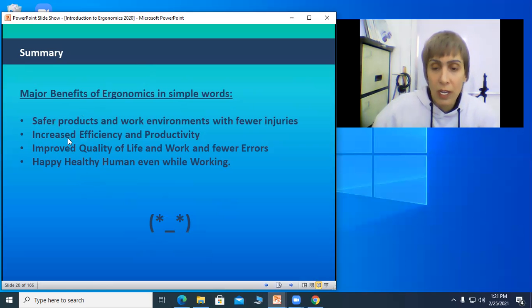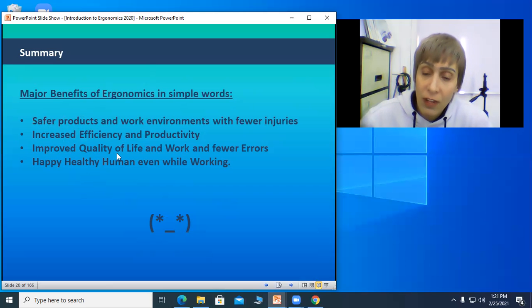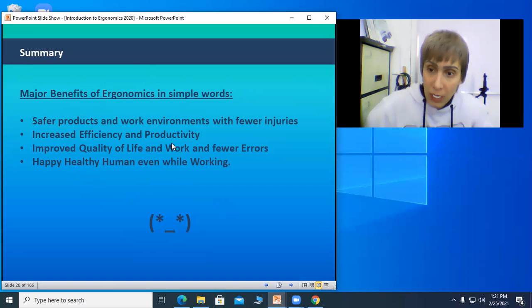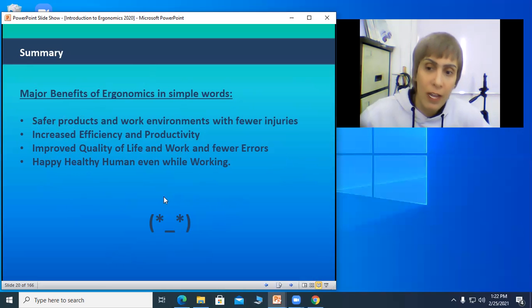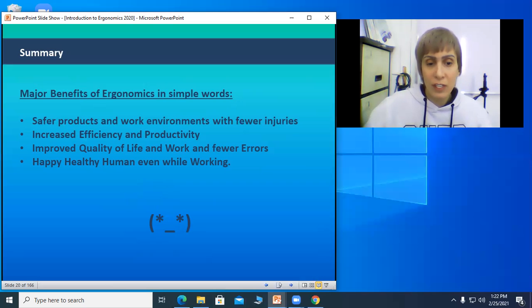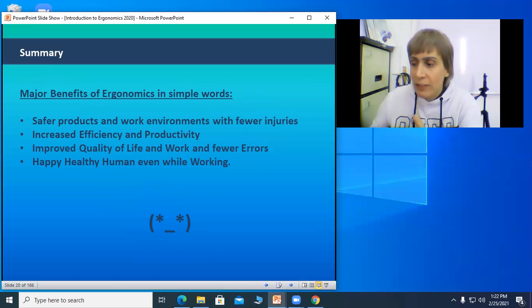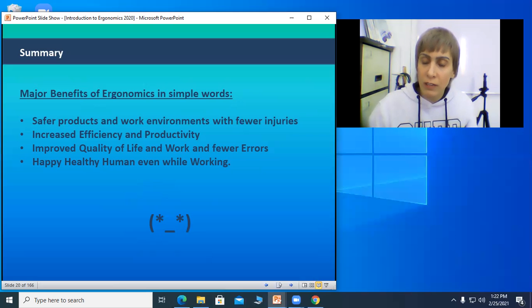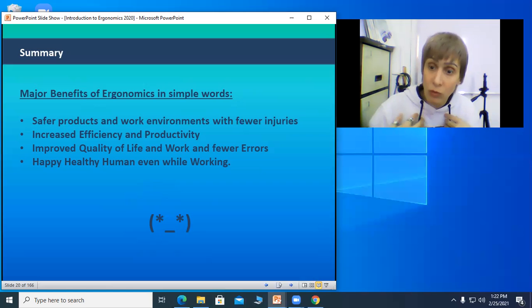Ergonomics helps us to design products so that we can increase efficiency and productivity. So we can be efficient at our work, whatever we are doing, and also improve our quality of life and work with fewer mistakes. And of course, create happy humans while working, okay? While doing tasks. We are doing tasks all day long. Whatever you're doing, at any time you move and you do something, you're working, you're doing tasks. And we need to be happy while doing this.